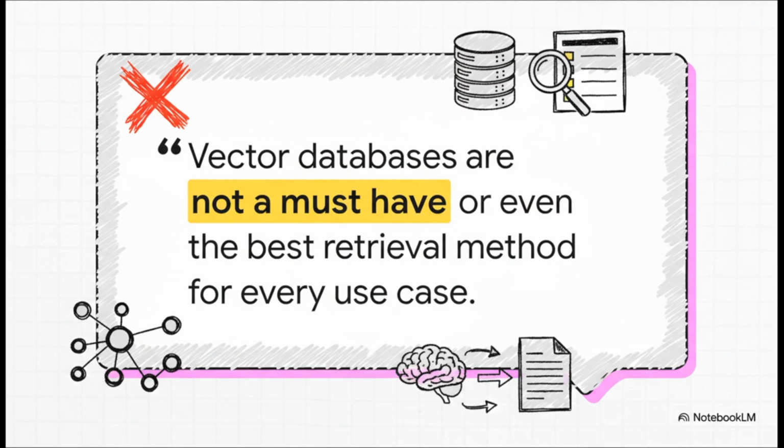Now, this next point might challenge a big assumption. Most tutorials out there are all about vector databases, but you know what? They aren't the only tool in the shed. If your data is highly structured, a good old-fashioned relational database might be way more efficient. And for finding exact keywords or product codes, traditional keyword search is often much, much better.